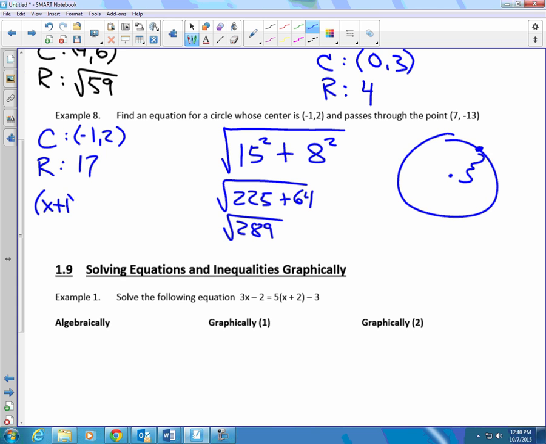(x plus 1) quantity squared plus (y minus 2) quantity squared is equal to 289. That's it.